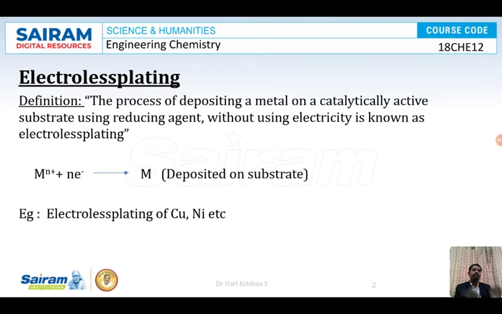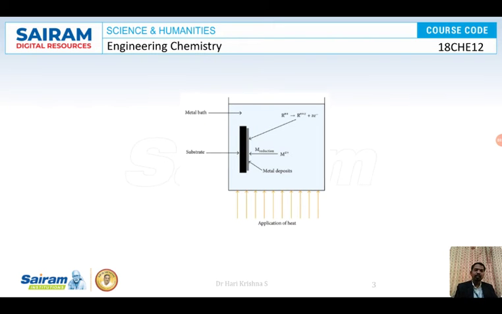Electroless plating is used for copper, nickel, etc. We'll see how this is carried out in our next discussion. As shown in the diagram over here, we're going to take a substrate with a catalytically active surface. Why should it be activated? Because the reduction reaction should take place only on the surface of the substrate. It should not take place in the electrolyte solution. Because of that, we're going to take a catalytically active substrate.